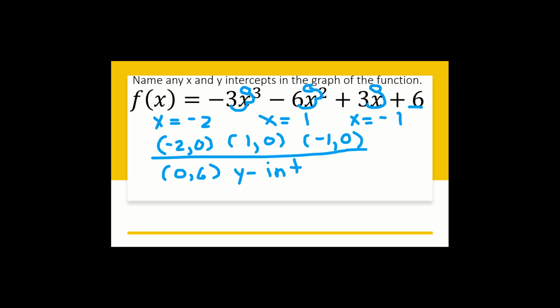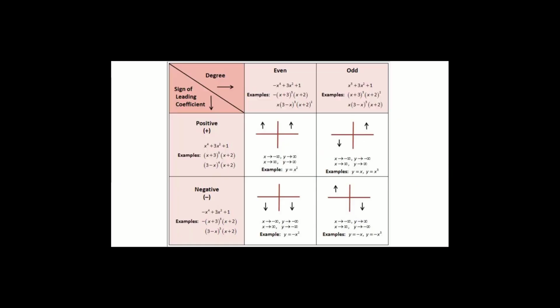Alright, there's one more thing that we need to look at. We need to look at this first coefficient, or this first term. Look at the coefficient first. It's negative, and the power is odd. Negative and odd. Now, if you remember, I sent you notes and asked you to keep those handy. This is the end behavior of our function.